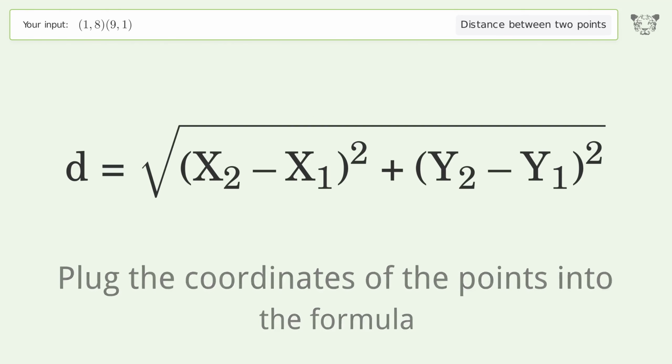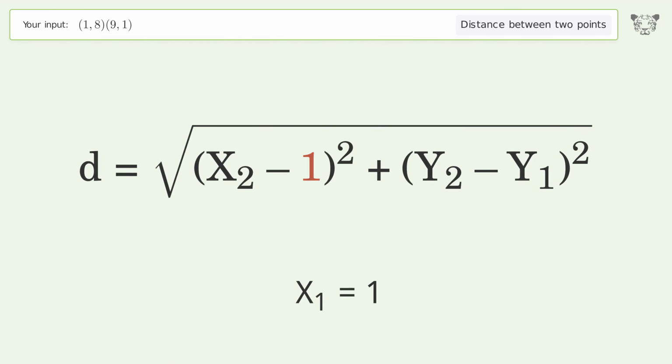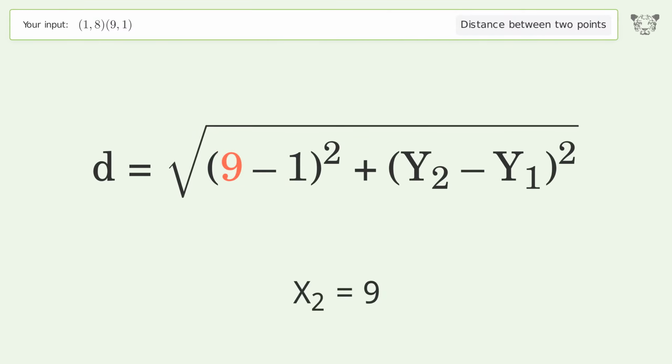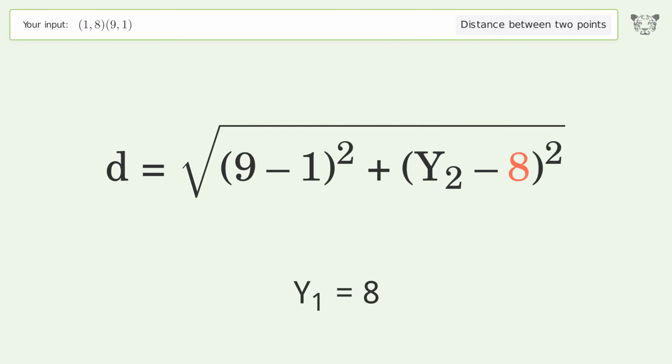x1 equals 1. x2 equals 9. y1 equals 8. y2 equals 1.